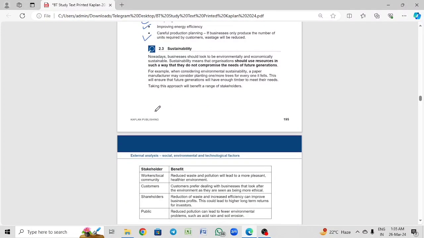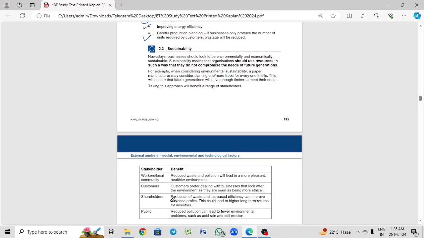So what are the various stakeholders, okay. The stakeholders, the workers and the community. So what are the benefits? The reduced waste and pollution will lead to a more pleasant, healthier environment, okay. The customers, okay. Customers prefer dealing with businesses that look after the environment, as they are seen as being more ethical. So different stakeholders, okay, in an environmental perspective, look at the business organizations.